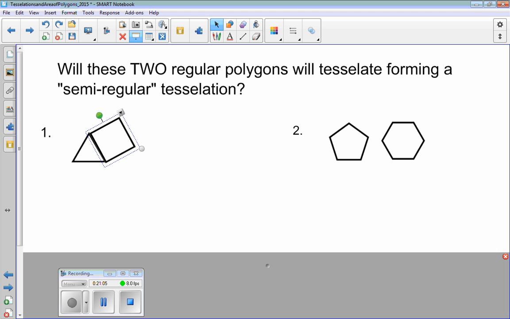Try it. Go ahead and get in your bag and get a square and a triangle. Try a couple and see if it works. Does this work? Okay? How about a pentagon and an octagon? I'm sorry, a pentagon and a hexagon. Would that work?